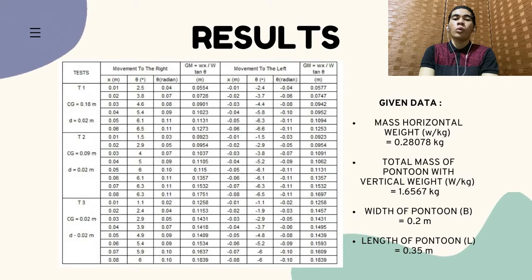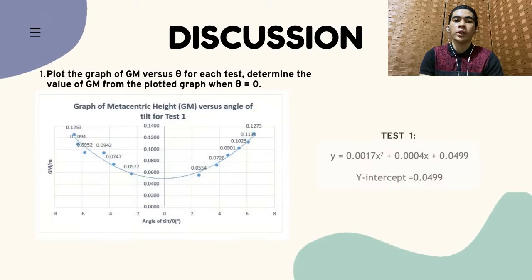In this table, we need to add a column for radian because we are using the Excel formula, where we put in the formula of metacentric height GM in Excel, and then it generates the answer. But the angle of tilt we need to use in radian instead of degree because Excel cannot use theta in degree.